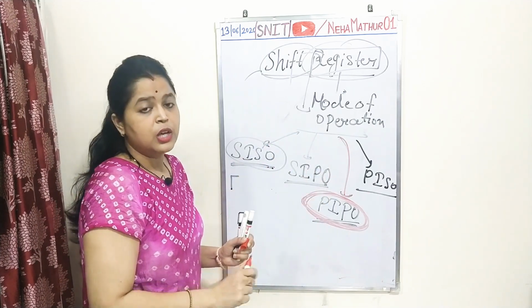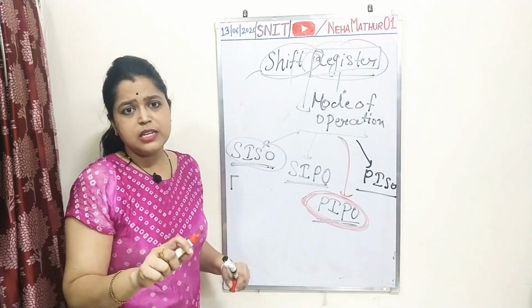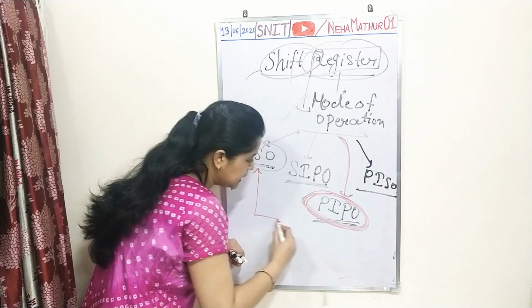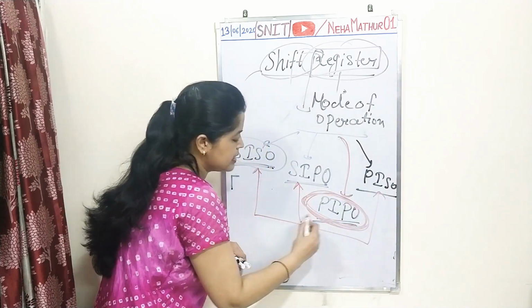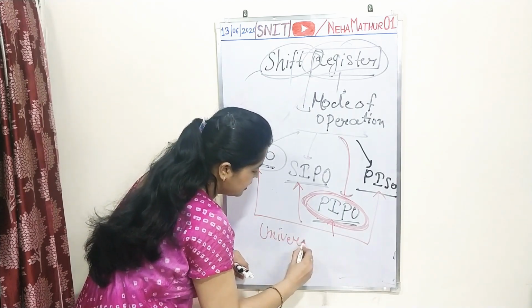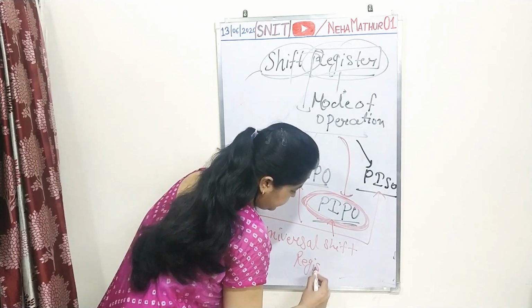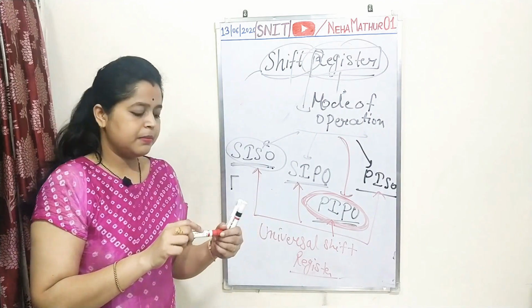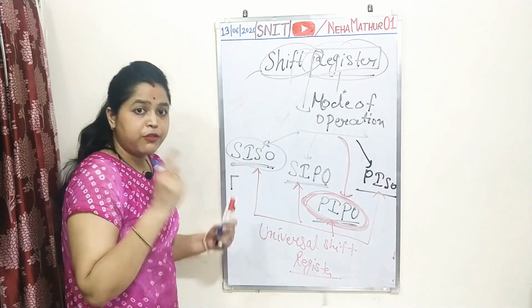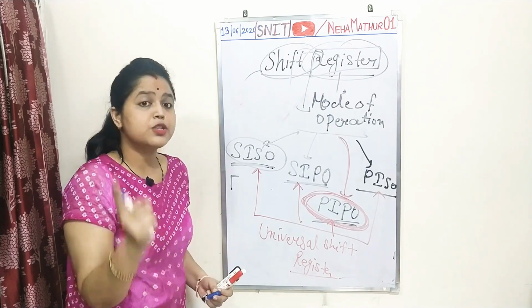Now I am introducing one most important thing. You can consider this an ideal shift register which is able to perform all these operations using a single circuit, and that shift register is said to be the universal shift register. Why am I using this name? Because the universal shift register performs the storage as well as the shifting of the data, that means movement.